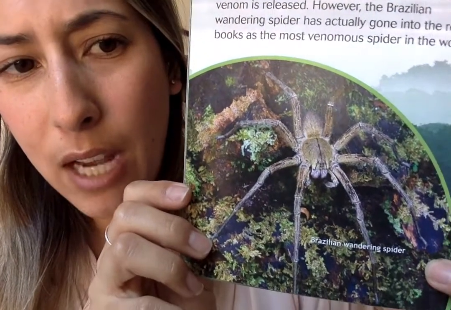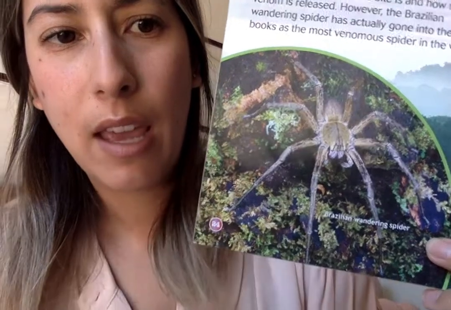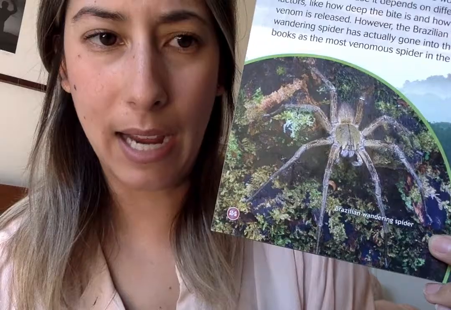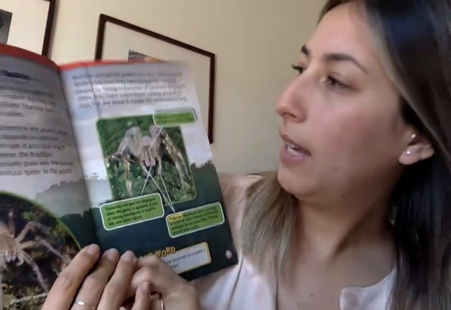So let's see. Look at how well it camouflages. Remember we talked about camouflaging? It means that the spider is kind of colored like the earth, so it can hide in things so that predators don't see it. Okay, and let's see.